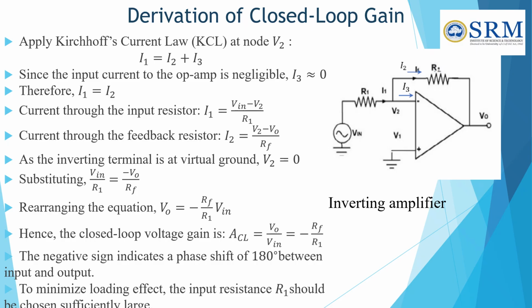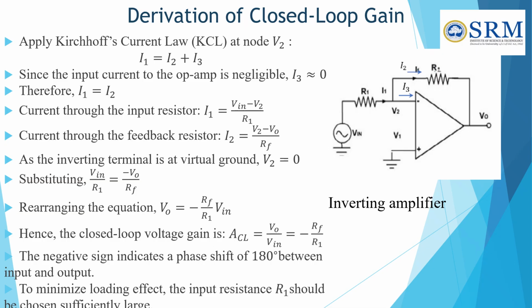To derive the gain equations, we consider Kirchhoff's current law. By applying Kirchhoff's current law, we get I1 equal to I2 plus I3. Since the input current to the op-amp is negligible, that is I3 equal to 0, we get I1 equal to I2. Current through the input resistor can be found as Vin minus V2 by R1. And current through the feedback resistor RF is I2 equal to V2 minus V0 by RF. As the inverting terminal is virtual ground, we can consider V2 equal to 0.